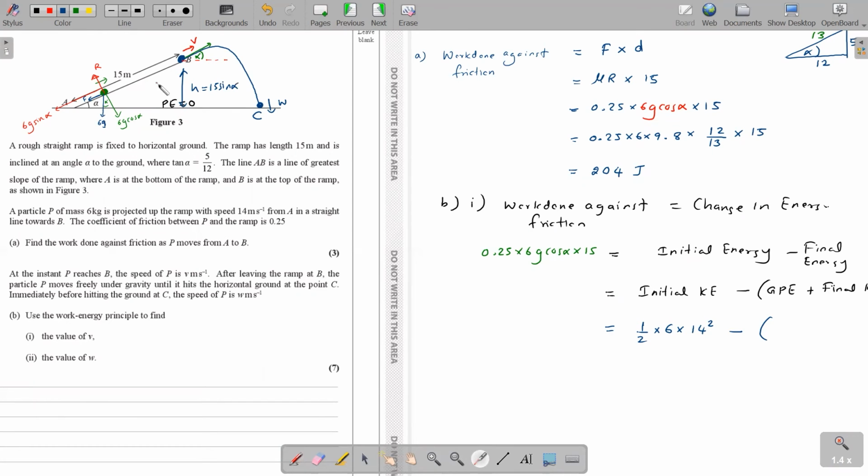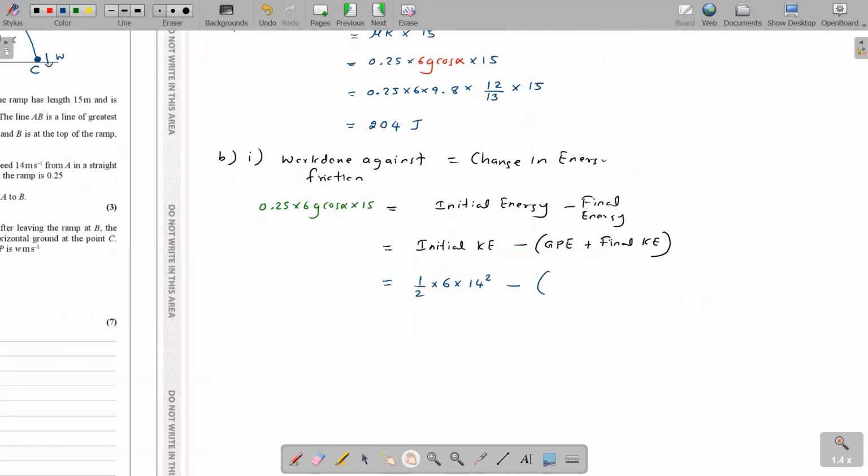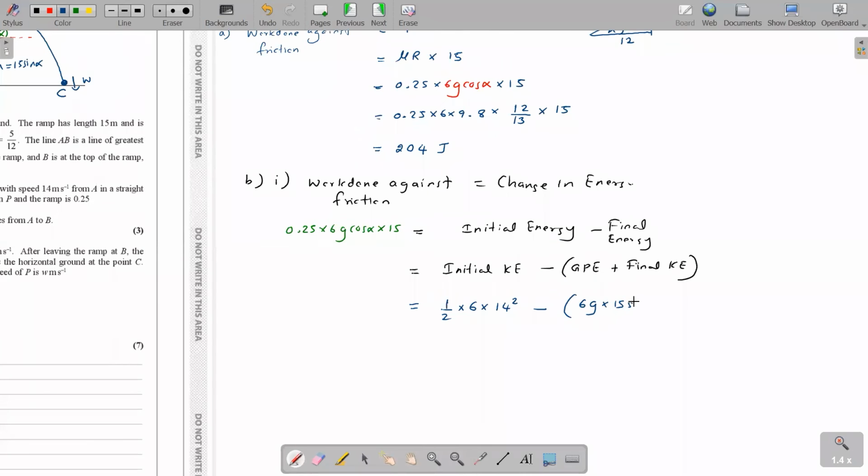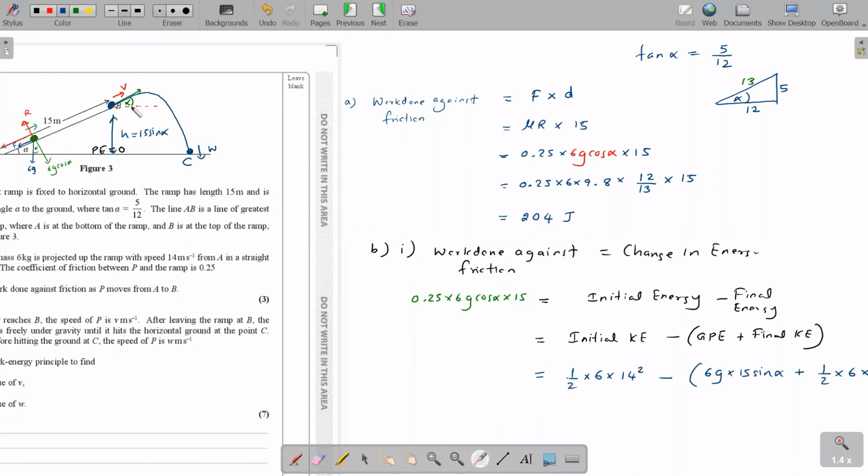At the point B, the vertical height is 15. Towards the angle is cos, away from the angle, vertical, is sine. So 15 sin alpha. M is 6g, so 6g times h is 15 sin alpha, plus kinetic energy, half m v squared. So this is what I'm trying to find, right? I'm trying to find the velocity at this point, half m v squared.